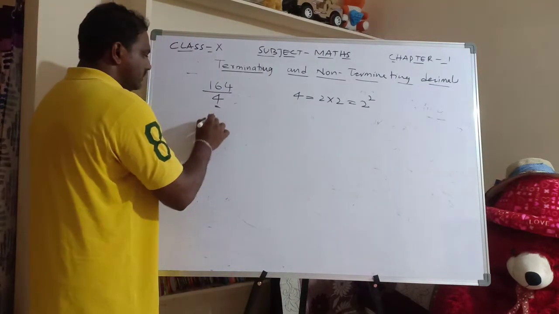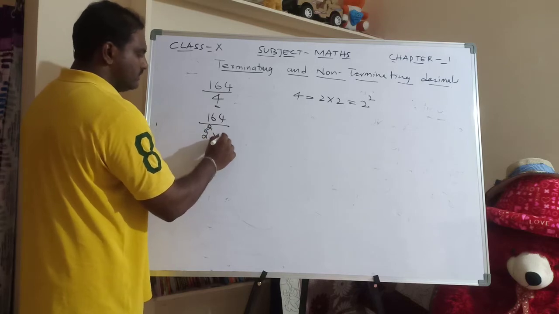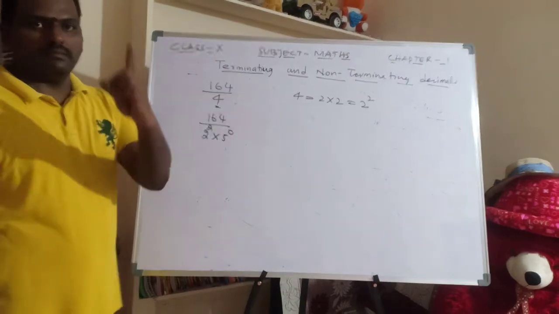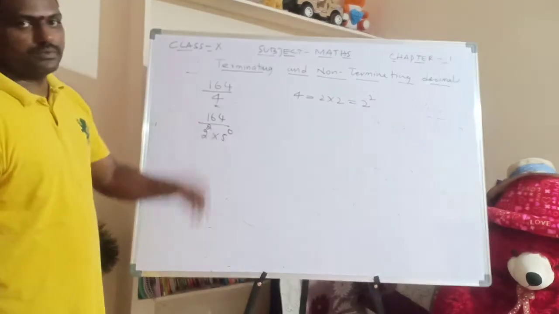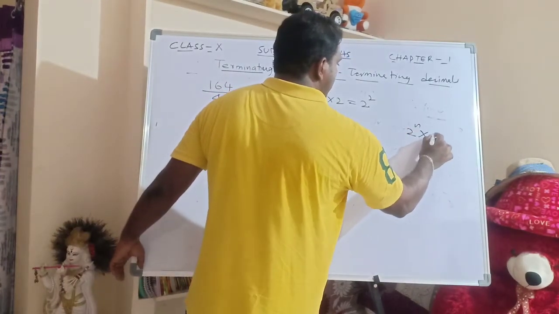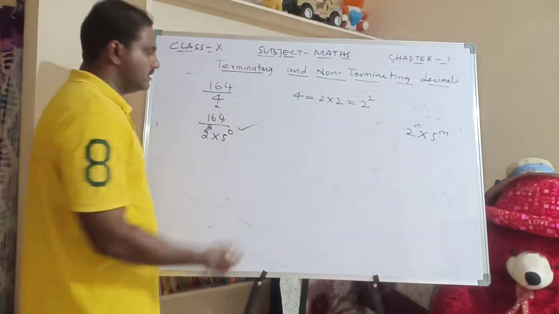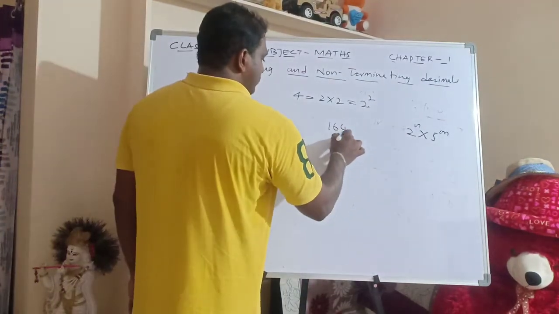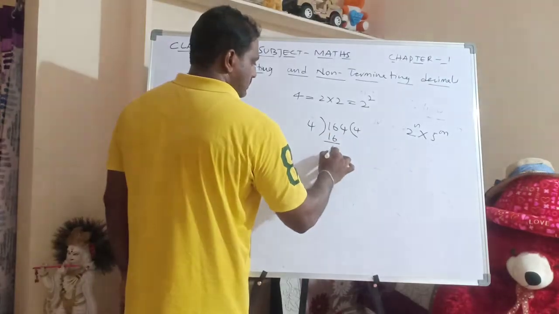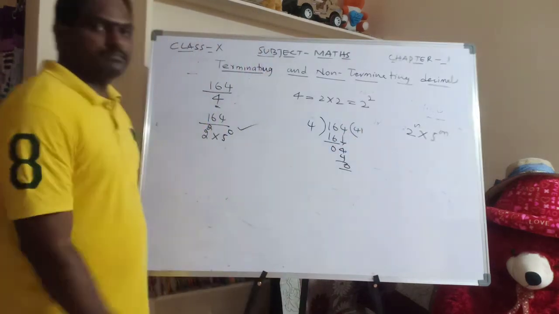So now 164 can be written as 2 power 2 into 5 power 0. What is 5 power 0? 1. 2 power 2 into 1 is 2 power 2. So it is in which form I told? 2 power n into 5 power m. It is terminating, so terminating decimal. Let us check. 164 divided by 4. 4 4s are 16, 0. 4 1s are 4. That's all.